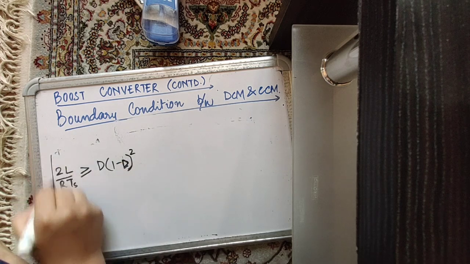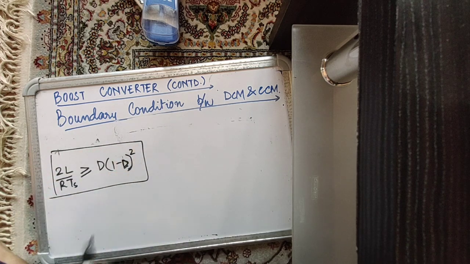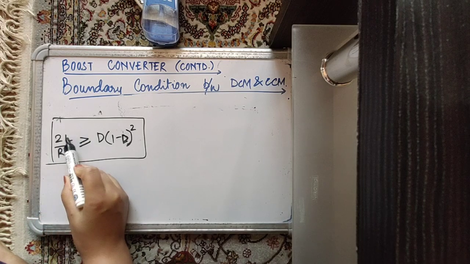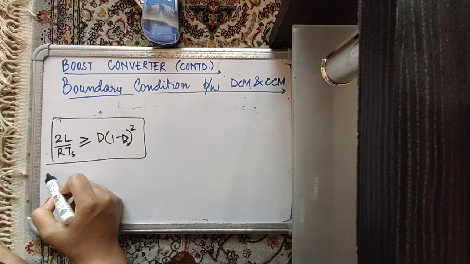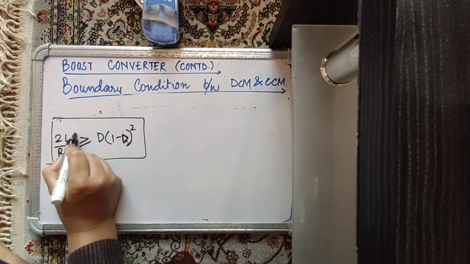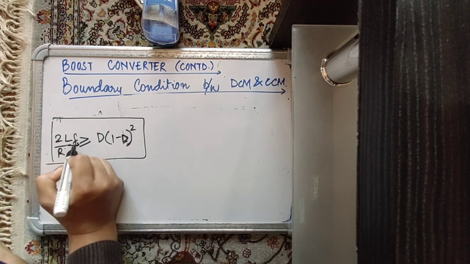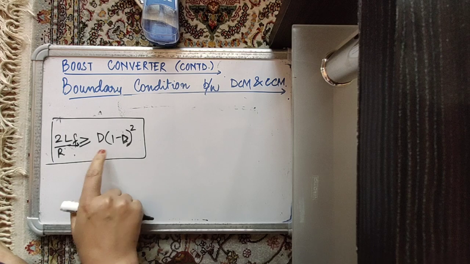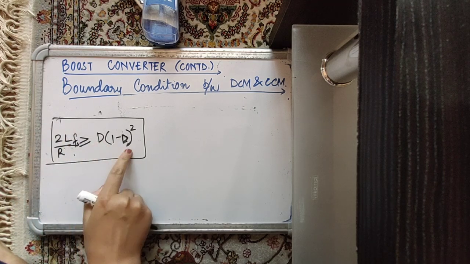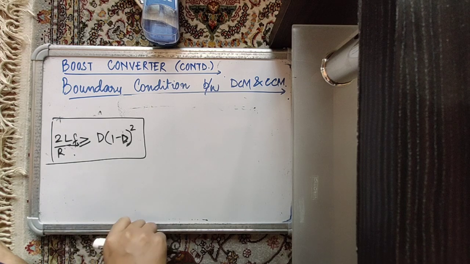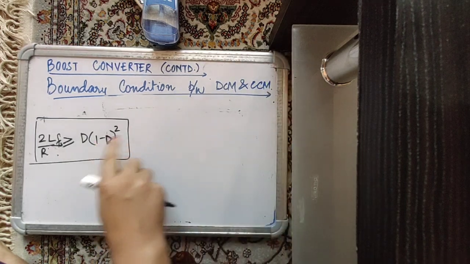So for CCM to happen, your inductor should be big enough, or your resistor should be small enough, or your switching frequency should be high enough, so that this whole term becomes greater than or equal to D into 1 minus D whole square. Let's try to see this graphically.